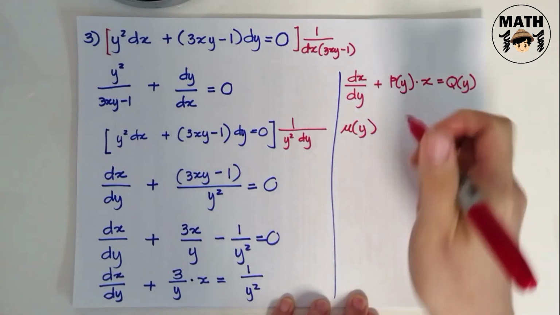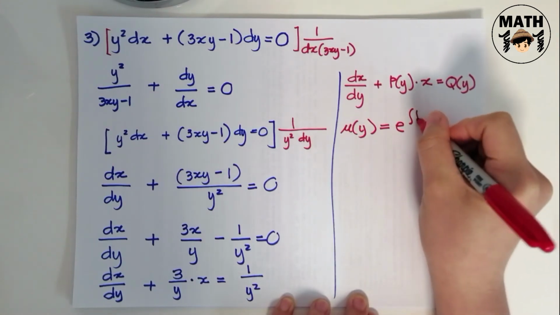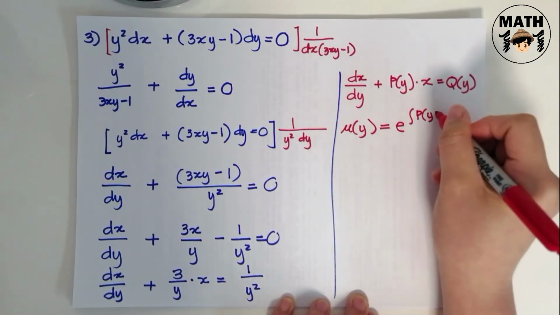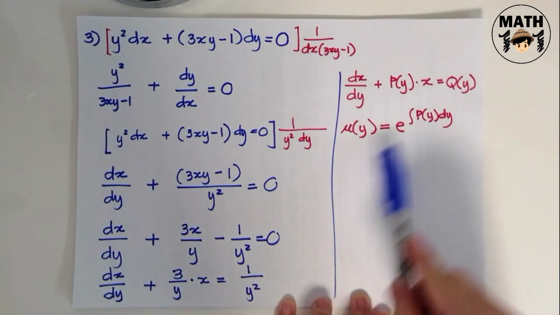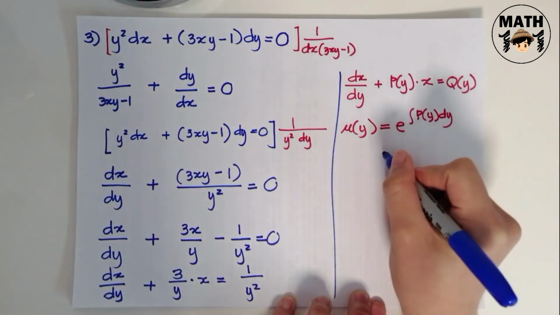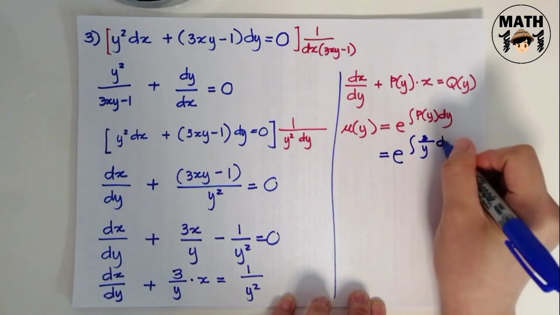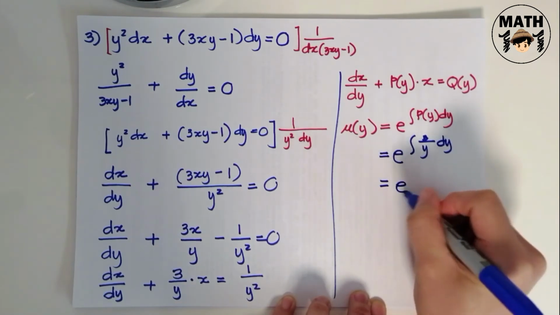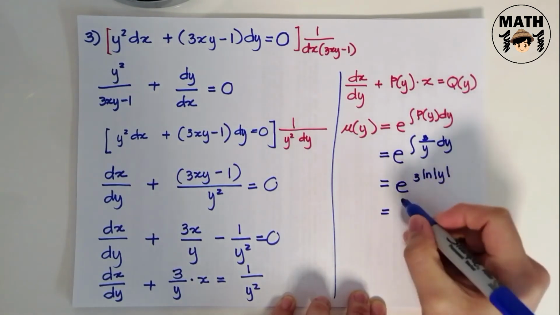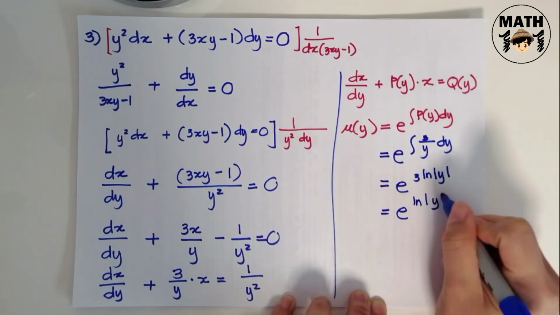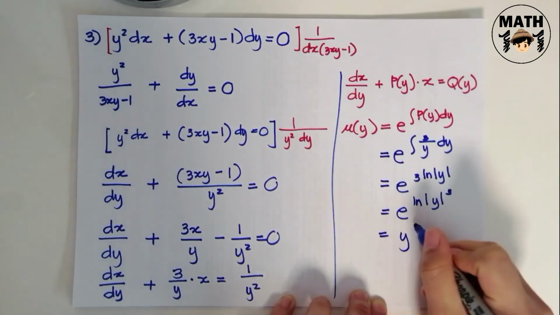Function na siya ng y, and that is equal to e raised to the integral of p function of y dy. Solve natin to. Palit lang natin si p sa function of y. 3 over y dy. This is equal to 3 ln of y. Gawin natin tong exponent ni y. And simplifying this, ang matitira na lang is the term inside ln.